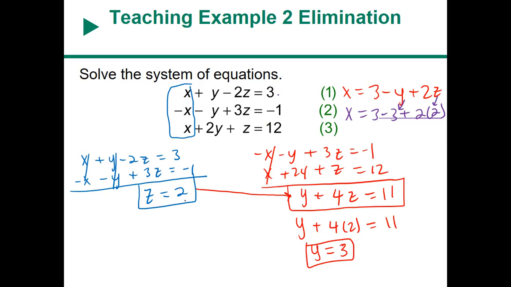Are we good? I used this one and got x by itself. And then I substituted in what I knew. So now we know that x equals 4, because 3 minus 3 is 0 and 2 times 2 is 4. So my solution set is 4, 3, 2.